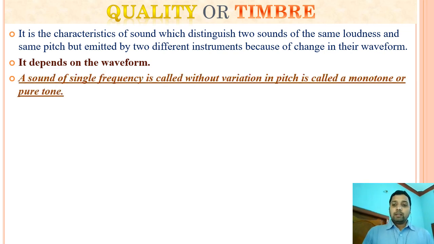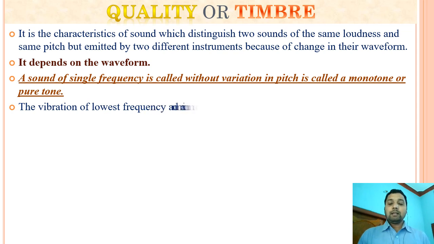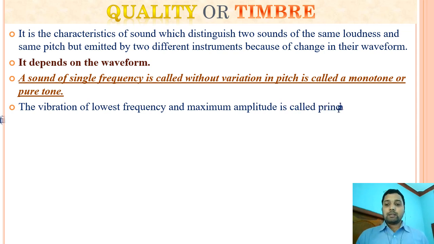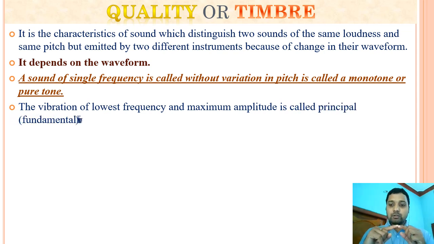Whenever sound is produced with a single frequency, meaning there is no variation of any frequency or pitch, that is called a monotone or pure tone. But whenever this pure tone mixes or combines with different other frequencies, we get an overtone. To discuss this, we have to take another thing: the fundamental vibration, the vibration with the lowest frequency and maximum amplitude. It will go more distance up or down, but the number of times it vibrates is less. That is called fundamental vibration or principal vibration.